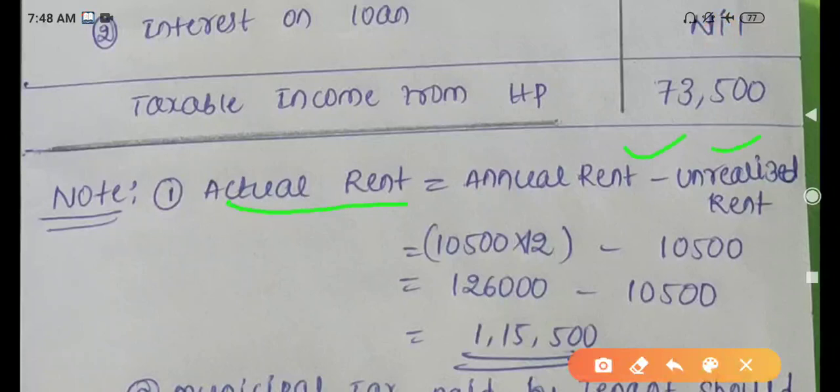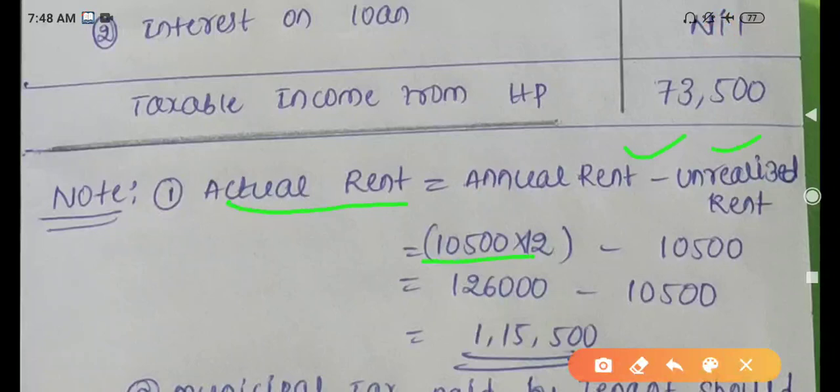But in the question, no such kind of common facilities cost is given, so you have to deduct only unrealized rent from annual rent. So annual rent they have given 10,500 per month. So 10,500 per month is given, so you have to multiply with the total, so you'll get an amount.